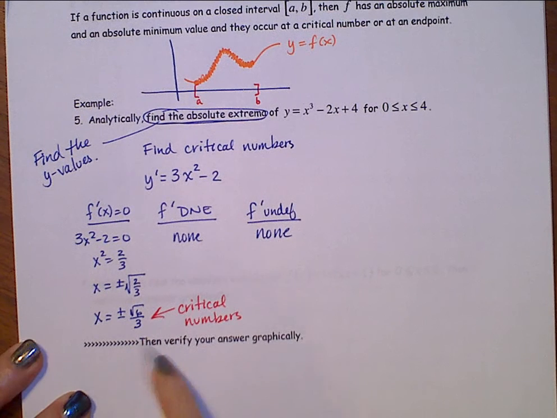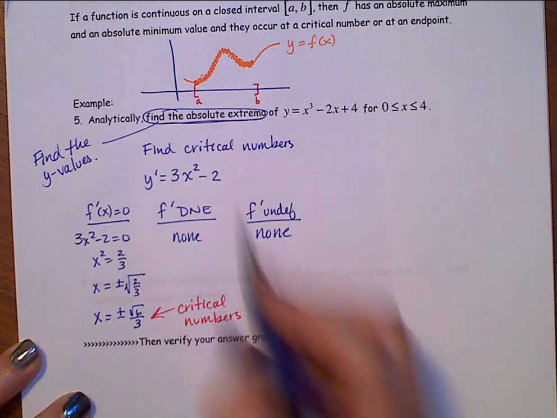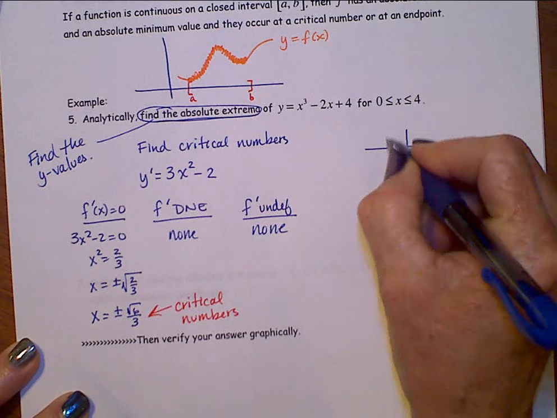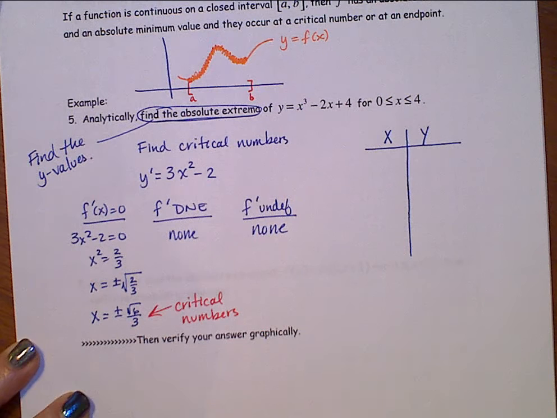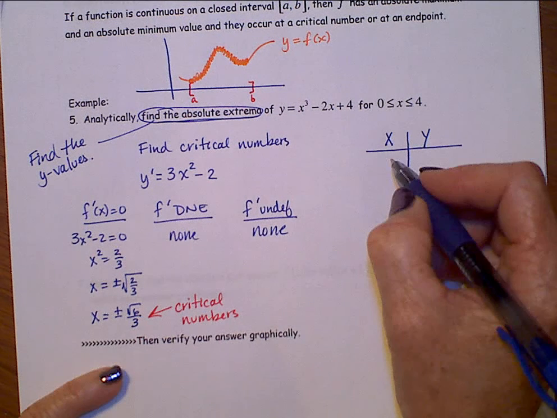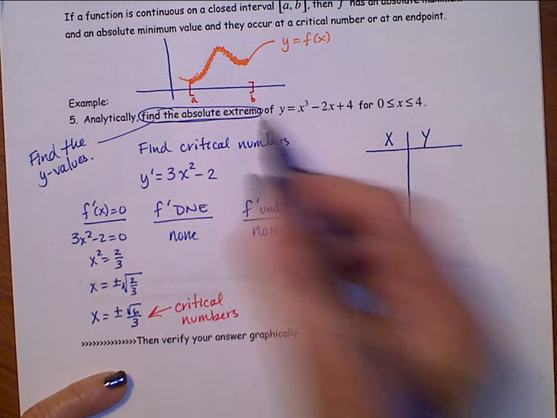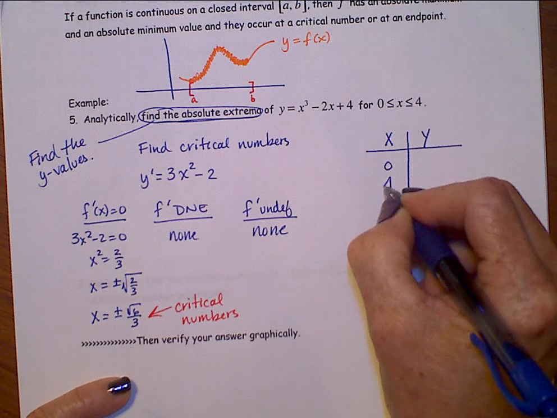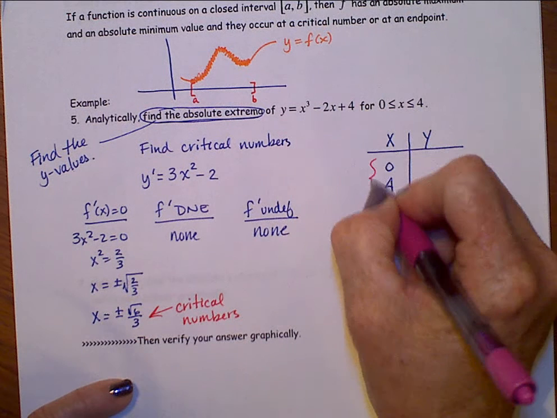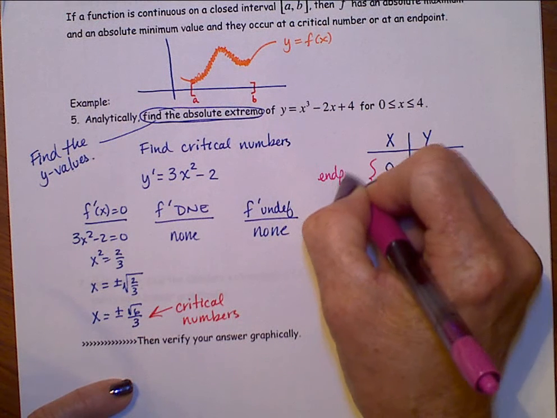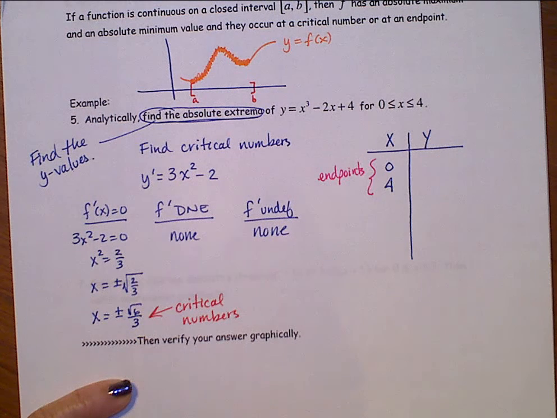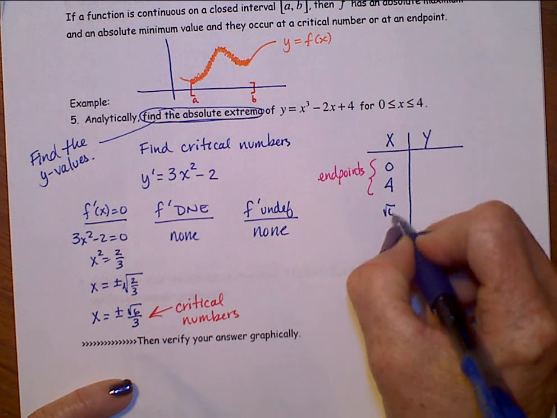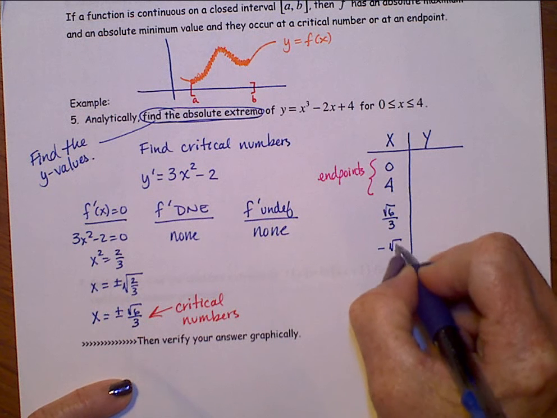Once you get those critical numbers, because we want the y values, we need to set up a t-chart of x and y values. And those absolute extrema are going to occur either at the endpoints, which are 0 and 4, so we're going to have to check those, or those extreme values could occur at the critical numbers, square root 6 over 3, or negative square root 6 over 3.